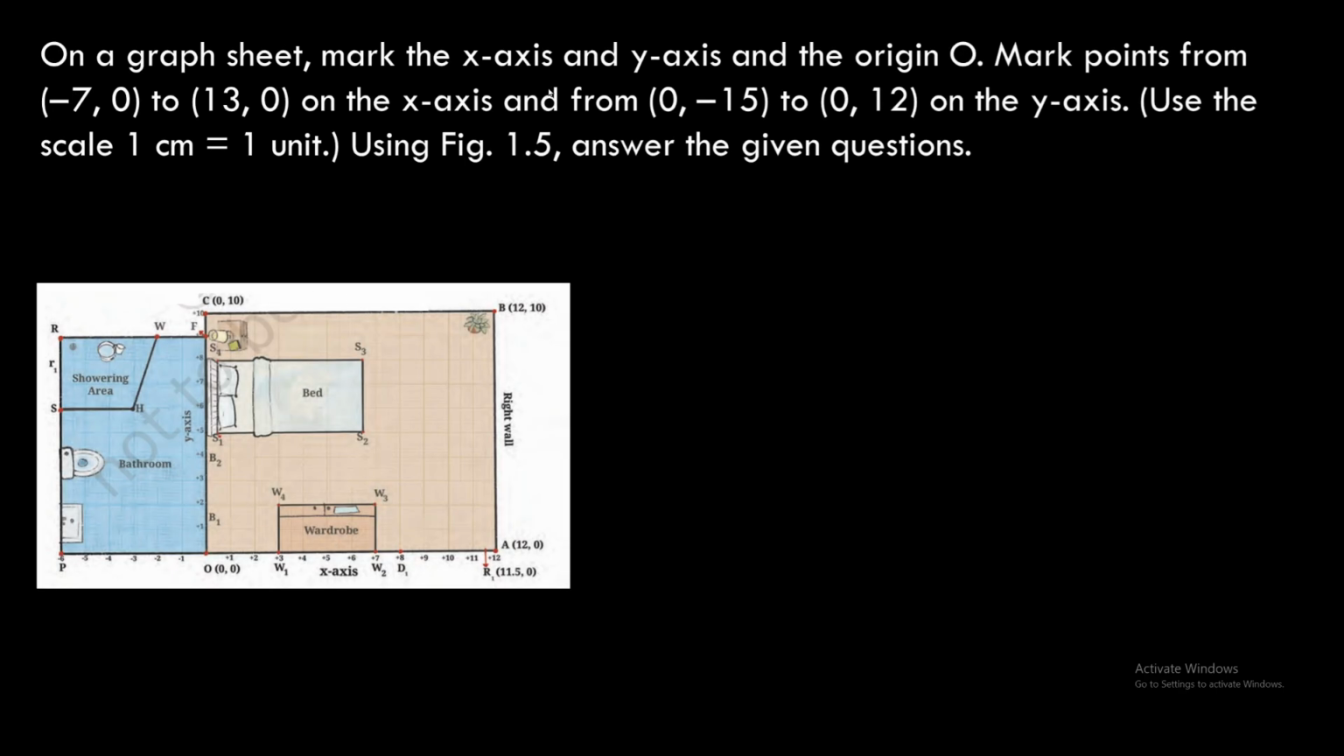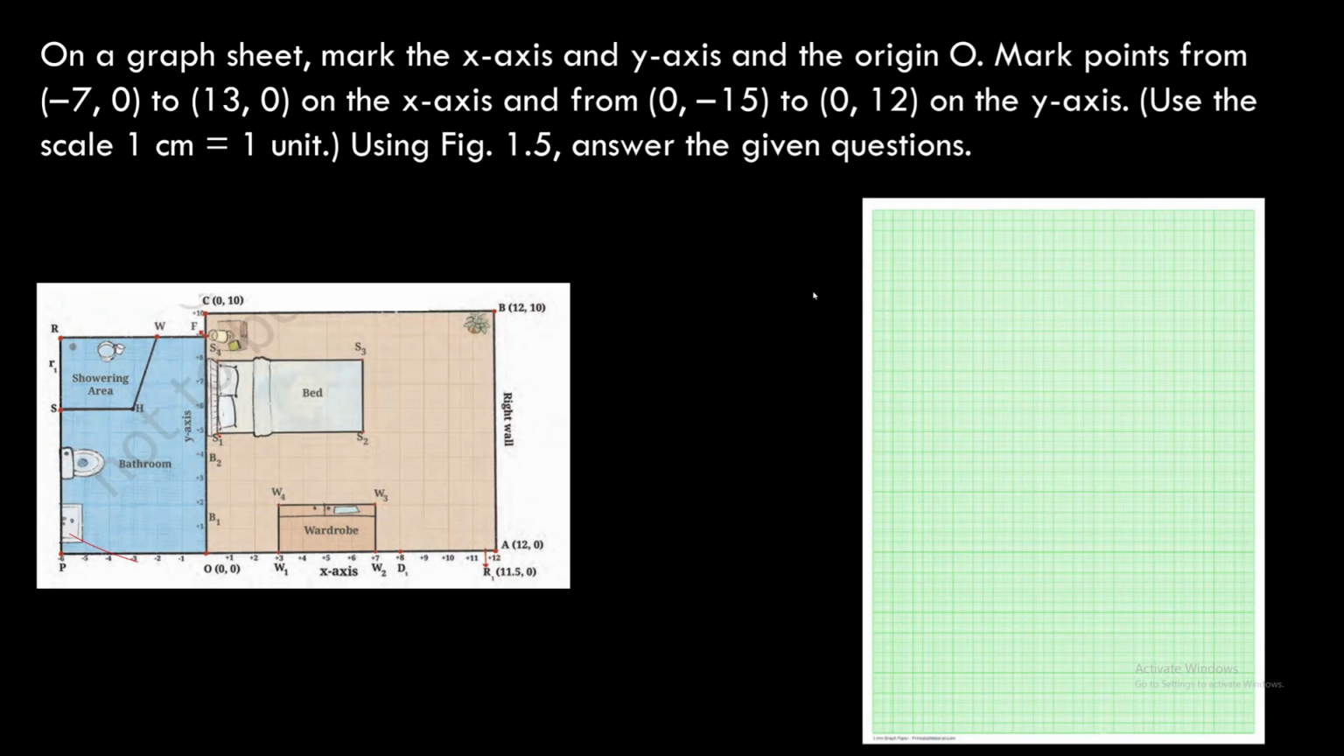On a graph sheet, mark the x-axis and y-axis and the origin. Mark points from (-7, 0) to (13, 0) on the x-axis and from (0, -15) to (0, 12) on the y-axis. Use the scale 1 centimeter equals 1 unit, using figure 1.5. This is figure 1.5. Answer the given questions. So we are given a graph, and let me just quickly get its axis. So here are the axis. Let me just draw.